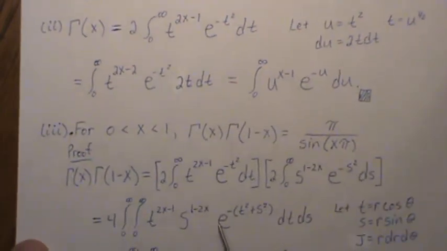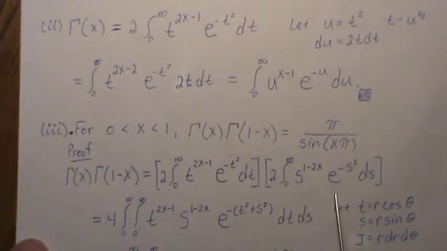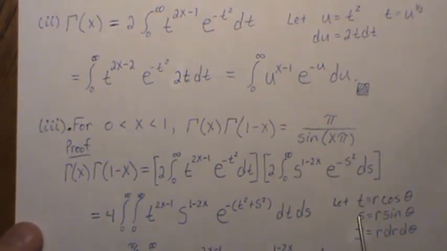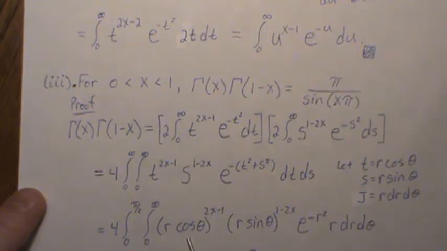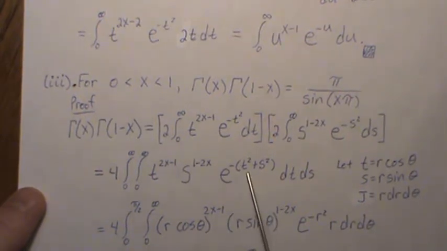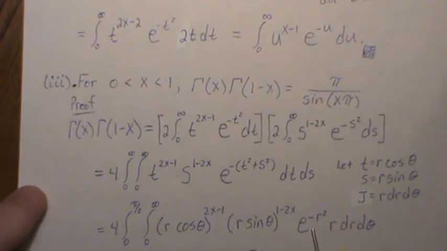So the exponents are a little bit different, but we're just plugging in x to that formula there. Now we combine those integrals to this. The e exponents we can combine. Well, now let's change this to polar coordinates. Let t equal r cosine of theta, s equal r sine of theta, and the Jacobian is r dr d theta. So substitute all this in, and we get this.